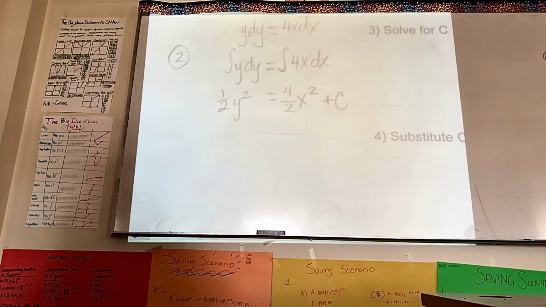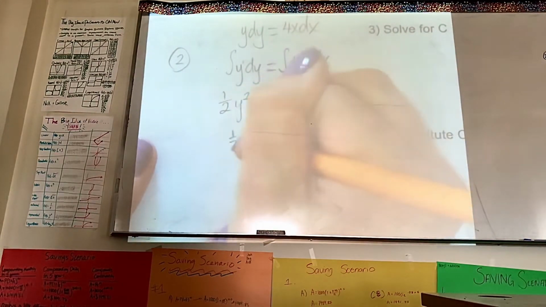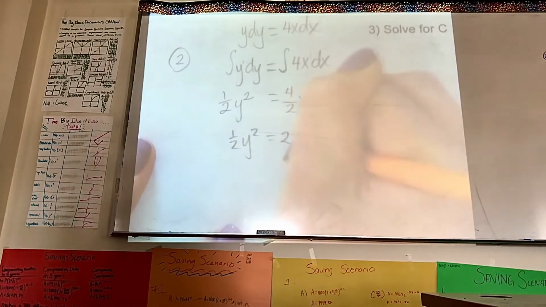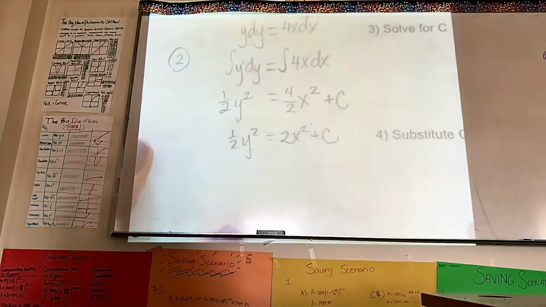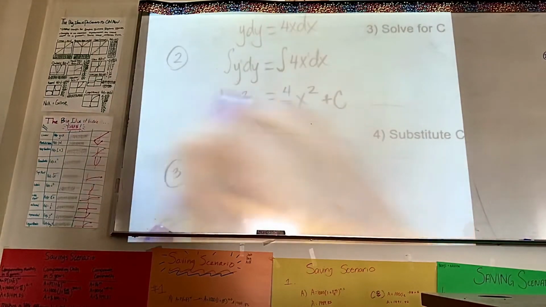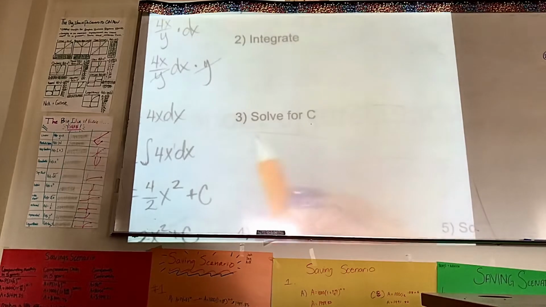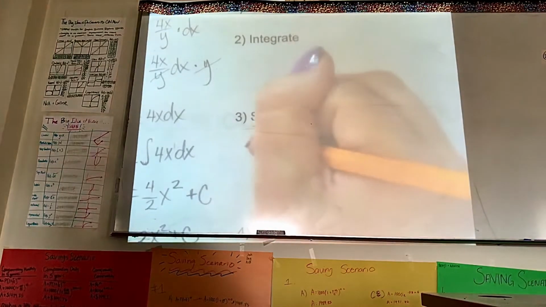Okay, so let's just clean this up for a second. 1/2 y squared equals 2x squared plus c. Okay, so that's step 2, integrate. Step 3, this is a new step, solve for c. Okay, so to solve for c, we're going to use what's called an initial condition.